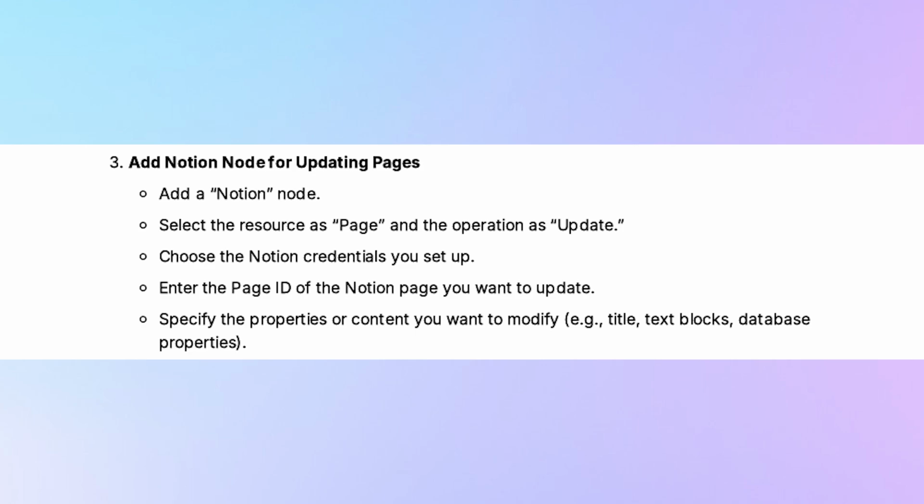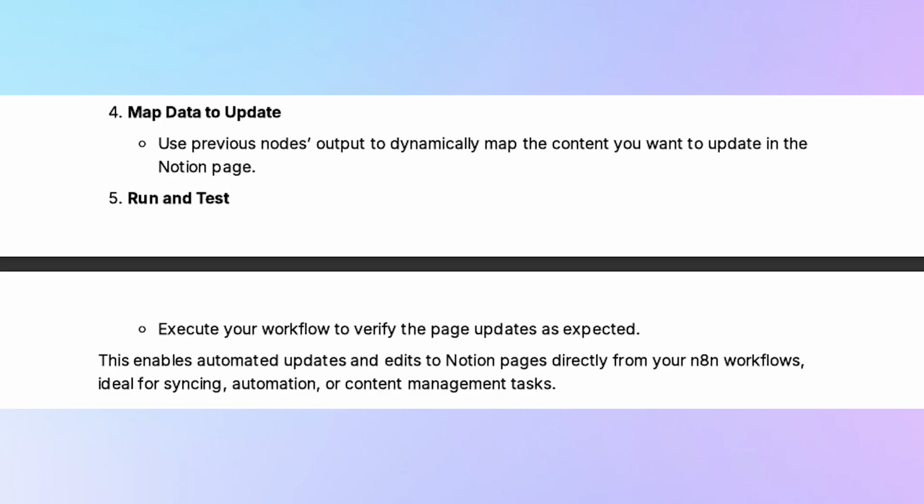Then choose the Notion credentials you set up and enter the page ID of the Notion page you want to update. Then specify the properties or content you want to modify like title, text blocks, database properties. Then map data to update. So use previous node's output to dynamically map the content that you want to update in the Notion page.